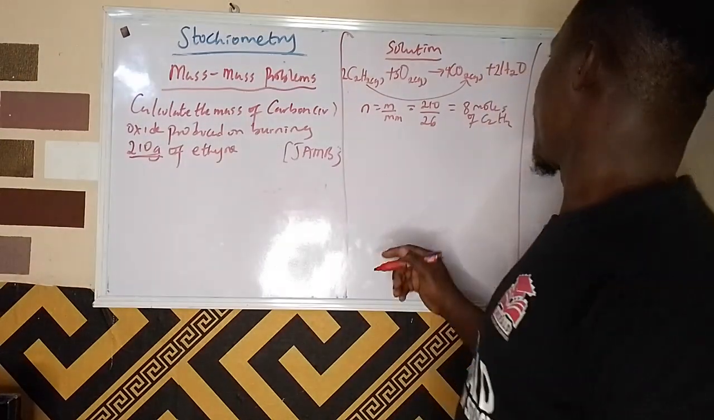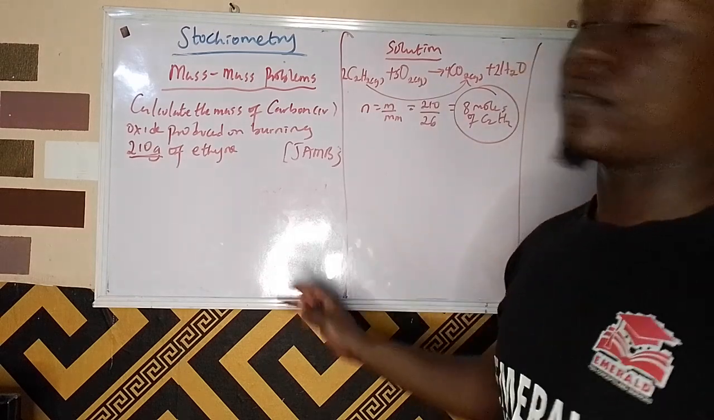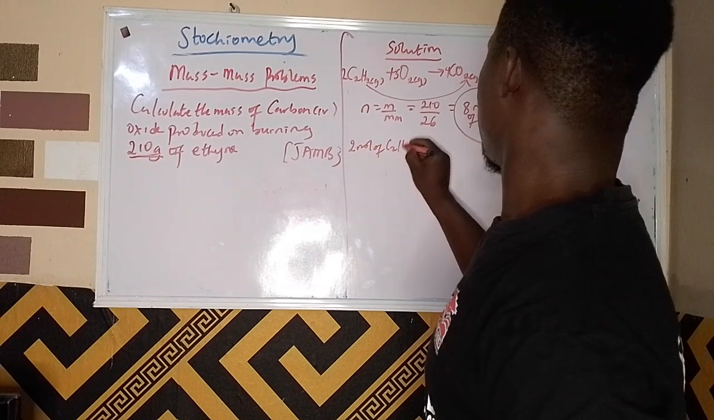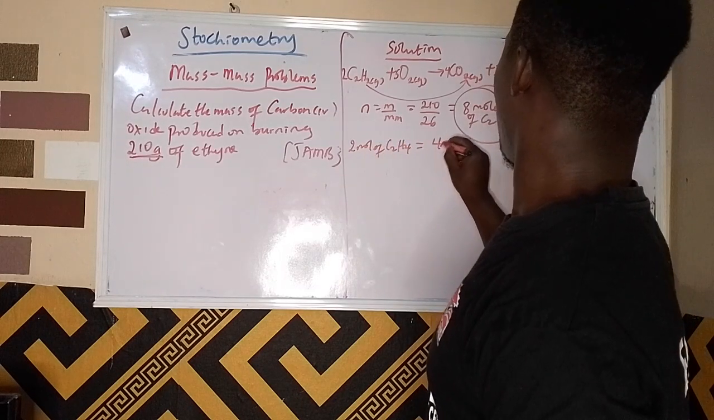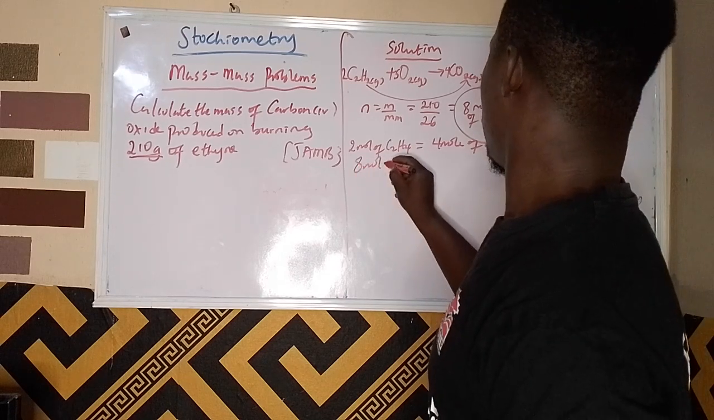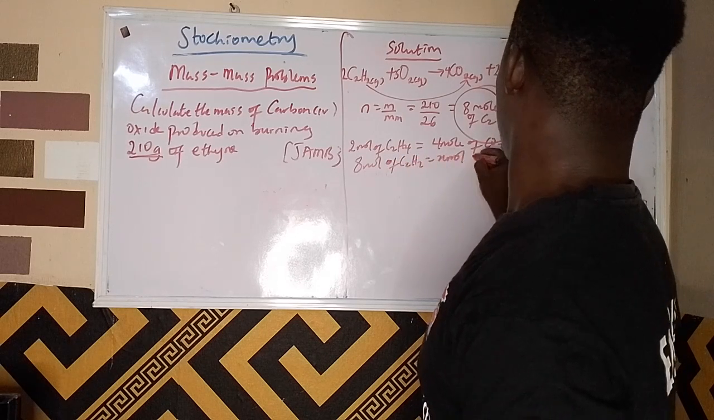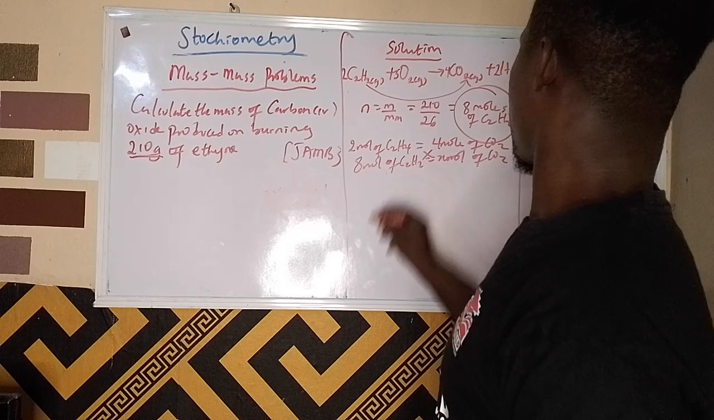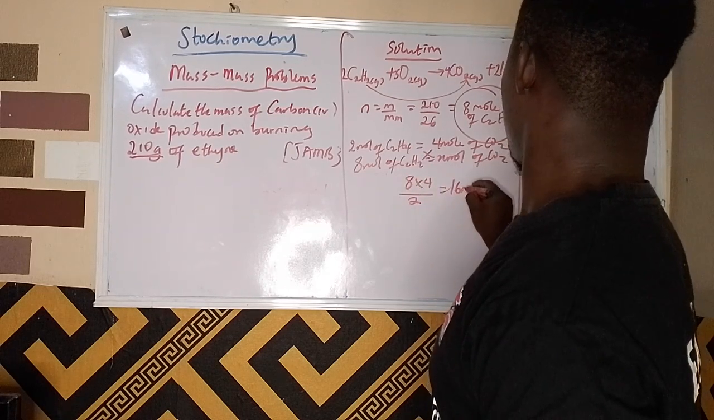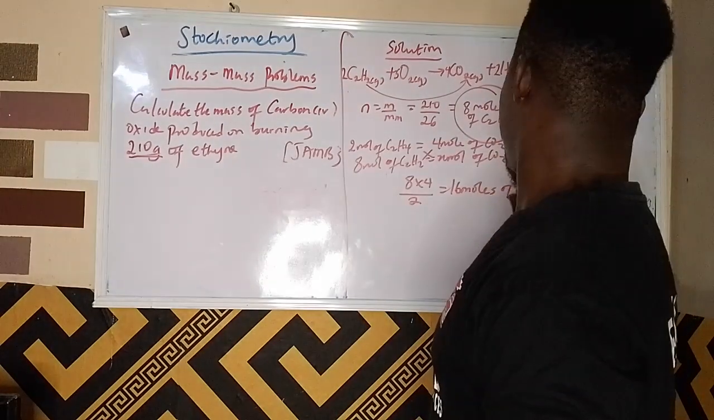Now, since you have gotten these 8 moles of ethyne, you can relate them. That's the second step. Relate them by saying 2 moles of ethyne produce 4 moles of CO2. Then 8 moles of ethyne will produce what? X moles of CO2. If you cross multiply, you are going to have 8 multiplied by 4 divided by 2, and that will give you 16 moles of CO2.